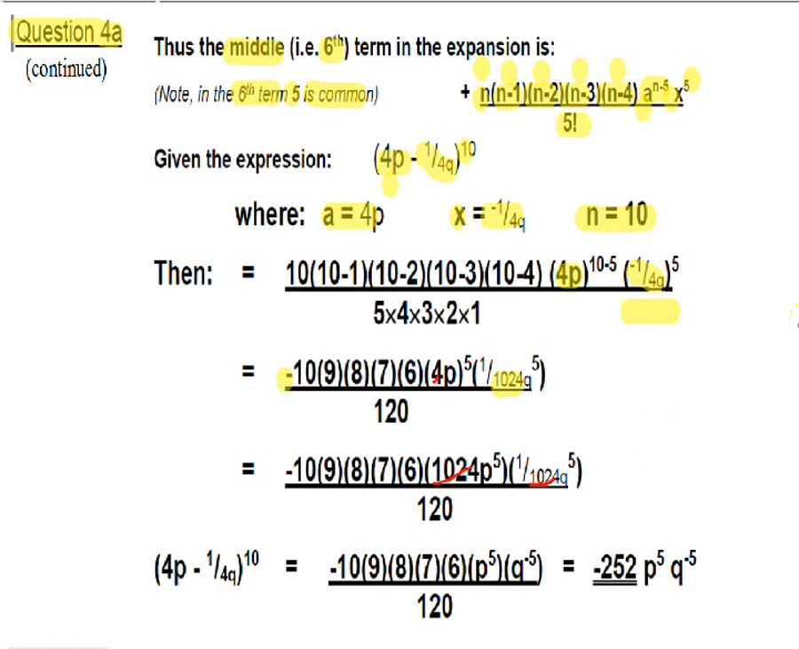I'll let you look at the rest of the arithmetic here. You should end up with minus 252 p to the 5 times q to the minus 5, or if you wanted to, minus 252 p to the 5 divided by q to the 5.